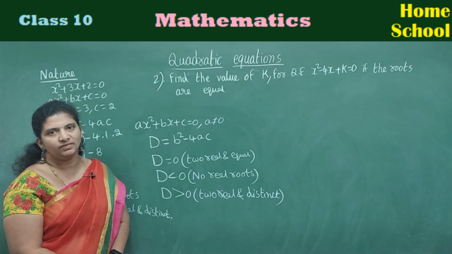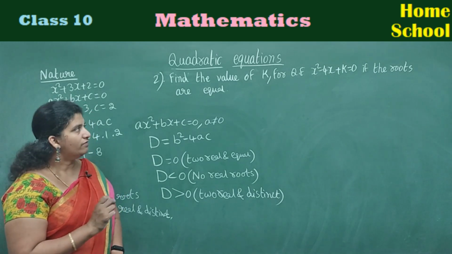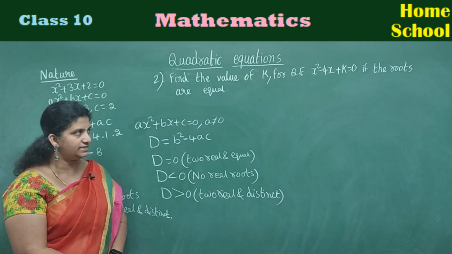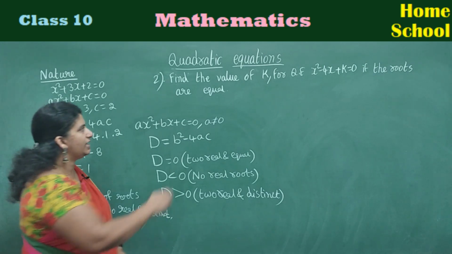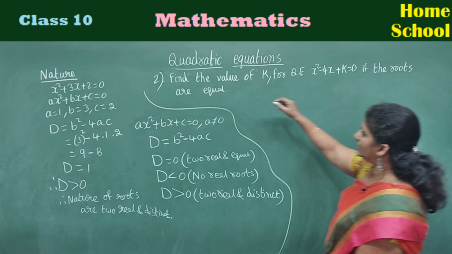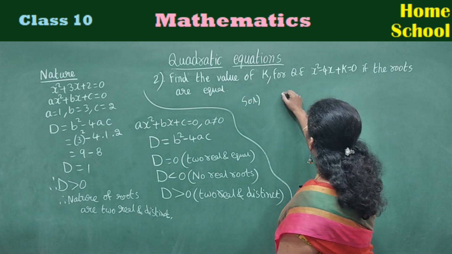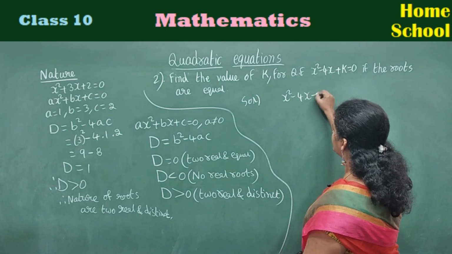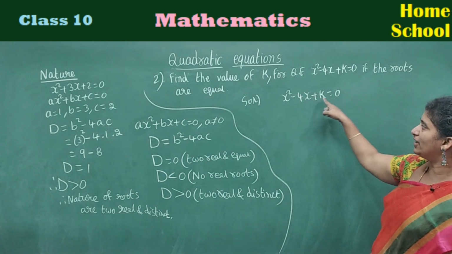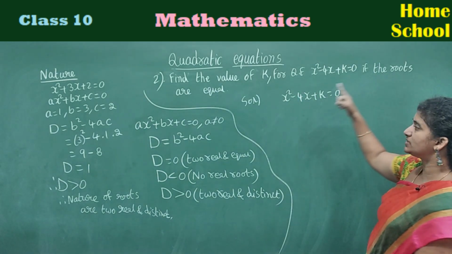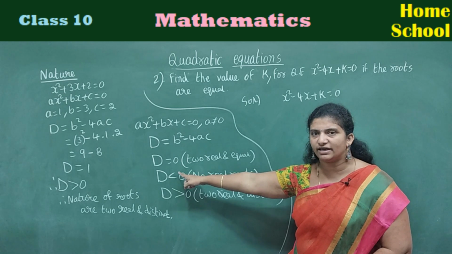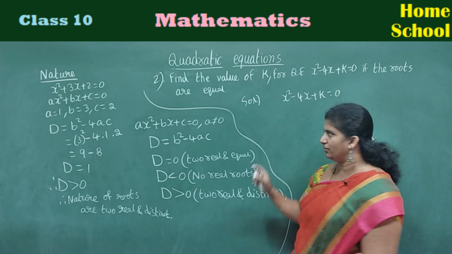Find the value of k for the quadratic equation x square minus 4x plus k equal to 0 if the roots are equal. Understand the question here. There is a quadratic equation given, x square minus 4x plus k equal to 0. Right? And find the value of this k. The roots are equal. Roots are equal means what can you say? Discriminant equal to 0.